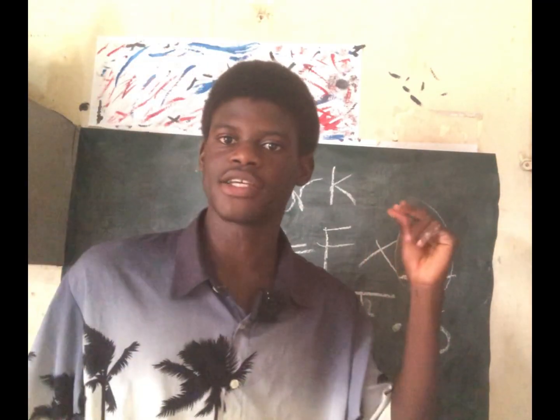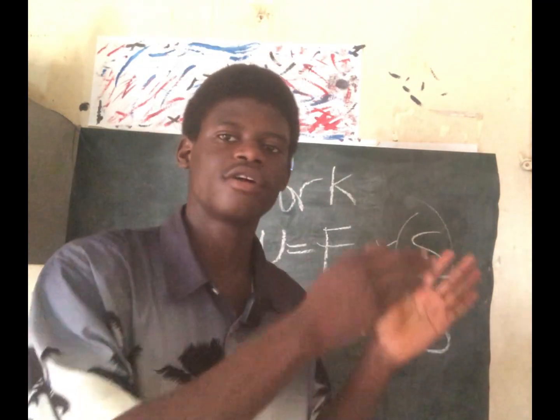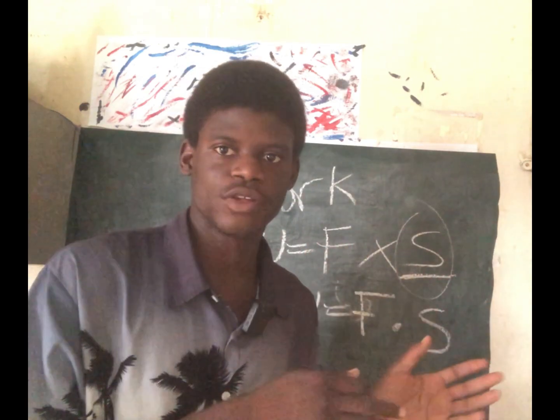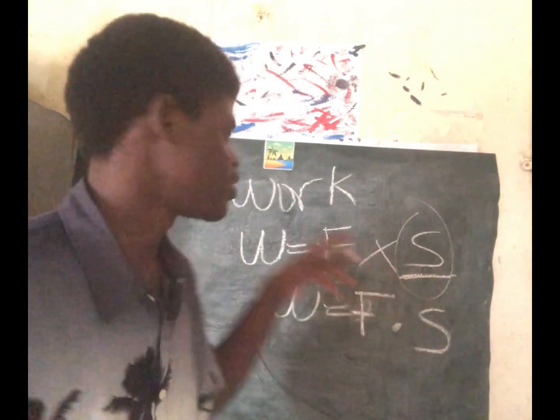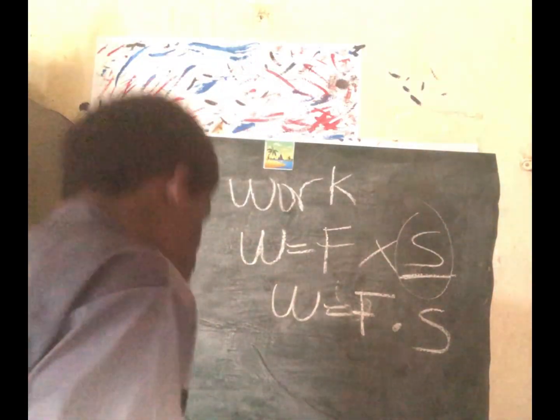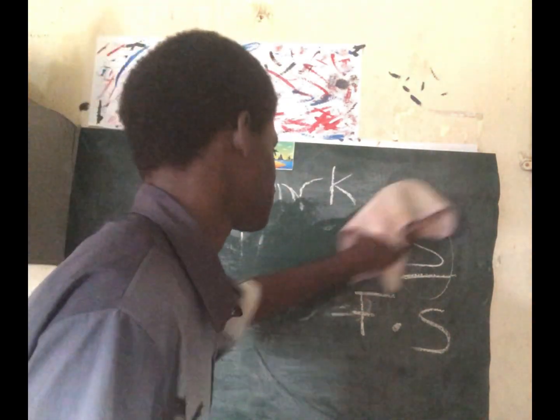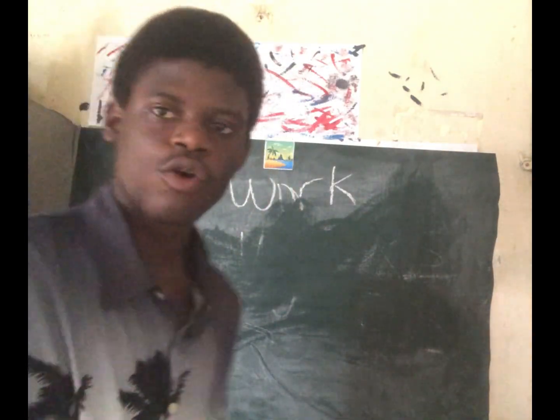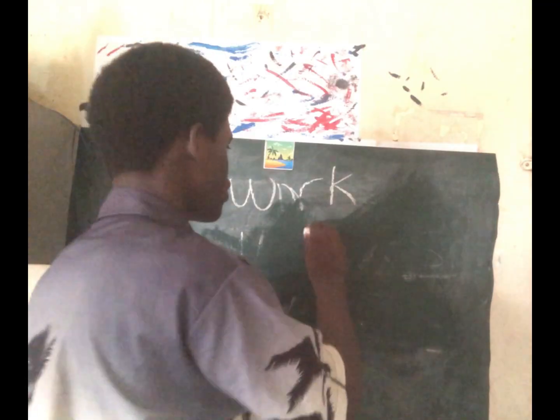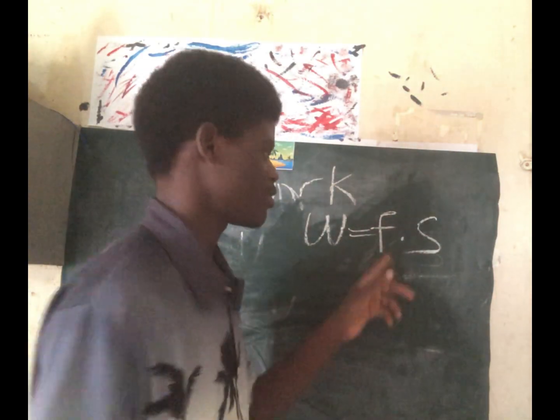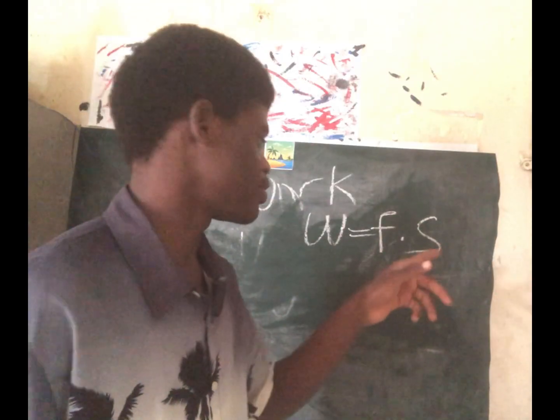Force is a vector quantity, and this S here is displacement, also a vector quantity. And you can remember from the last video about vectors that when we have vector dot vector, the result is a scalar, while a vector cross vector gives a vector. So vector dot vector is scalar here, so work is a scalar quantity. You should also know that. So work is equal to F dot S, that's force dot displacement.